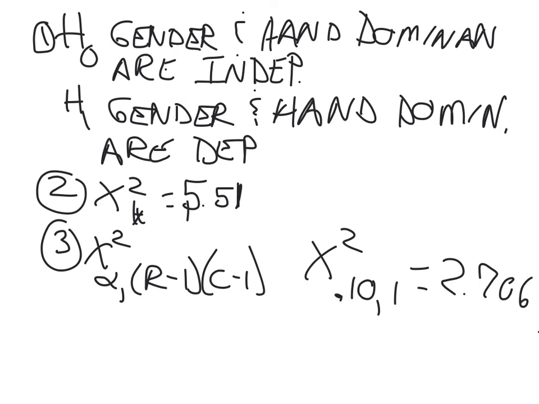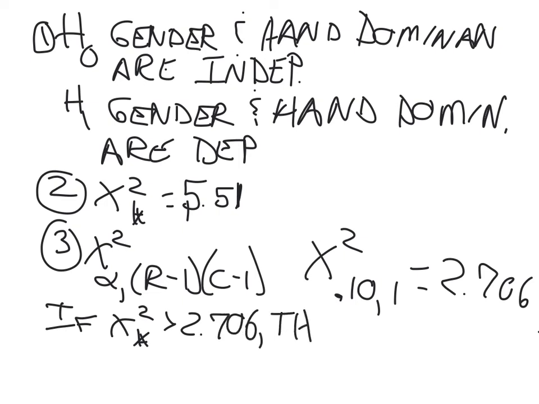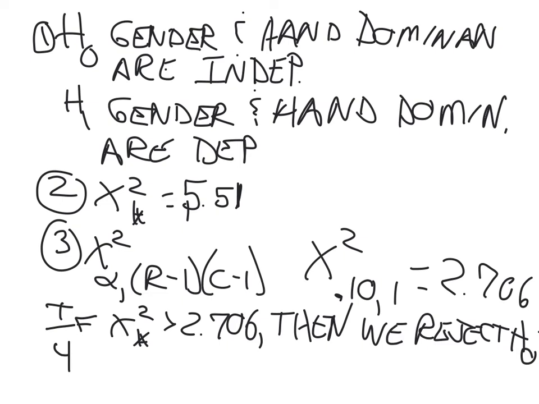So your if-then is going to be: if chi-square star is greater than 2.706, then we reject H0. So we reject H0.